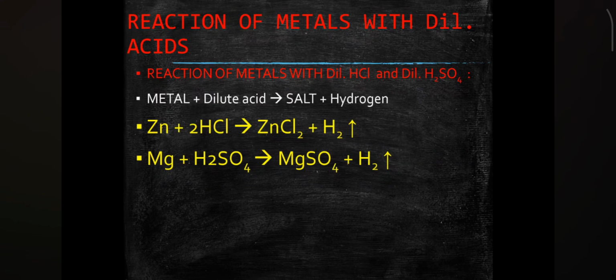When zinc reacts with dilute HCl, it gives zinc chloride and hydrogen gas. It means when metals react with dilute acids, they give salt and hydrogen. Similarly, when magnesium reacts with sulfuric acid, it gives magnesium sulfate and hydrogen gas.